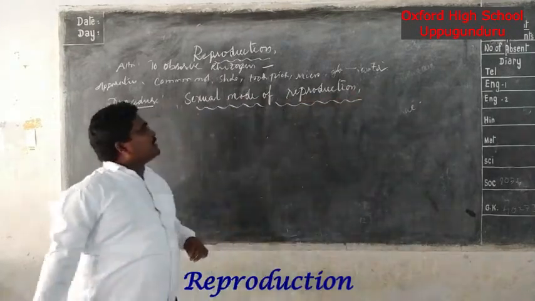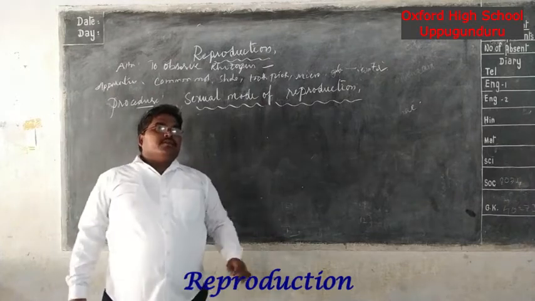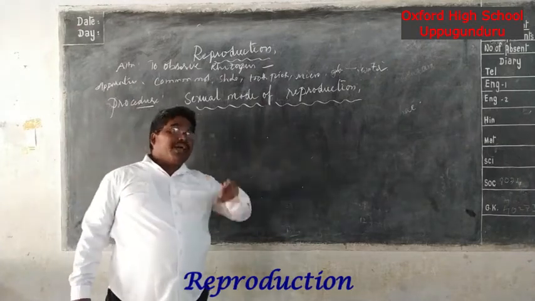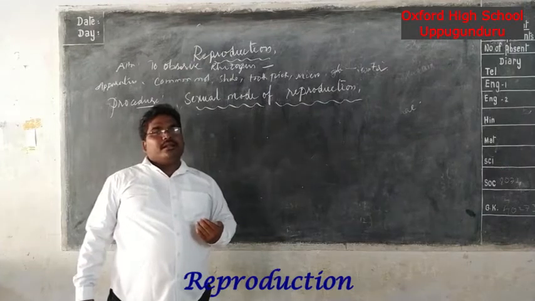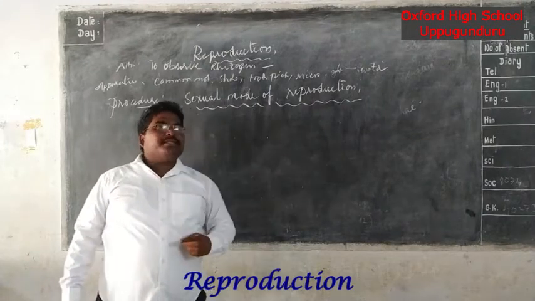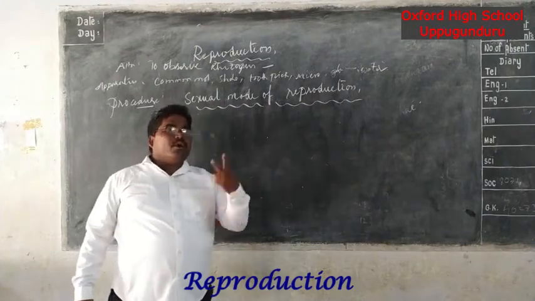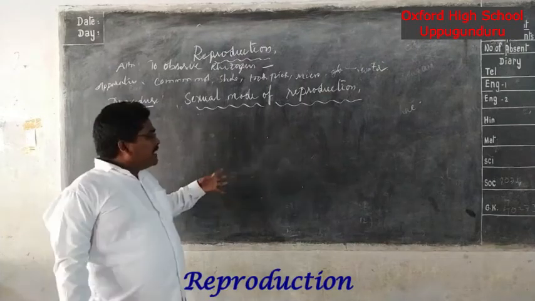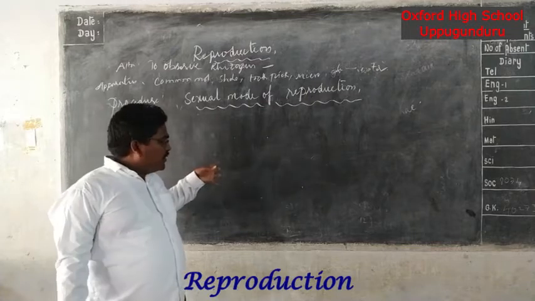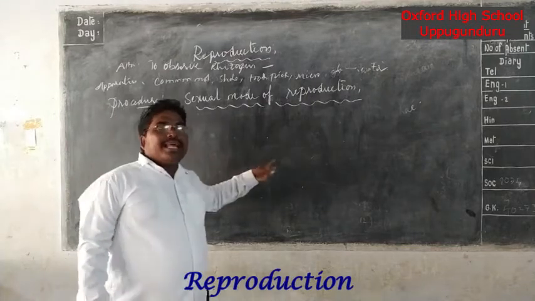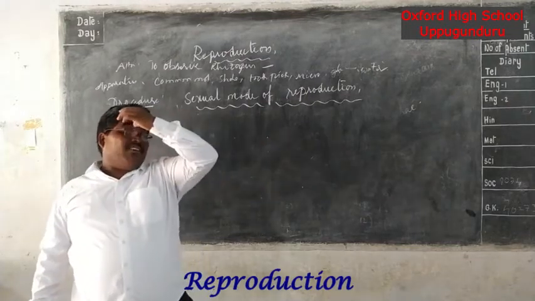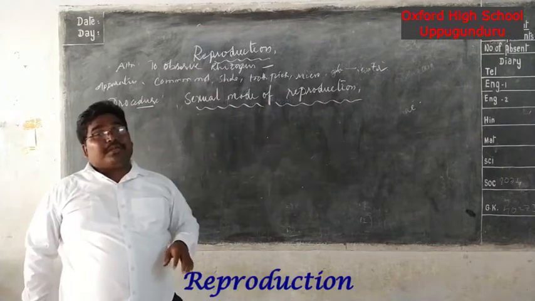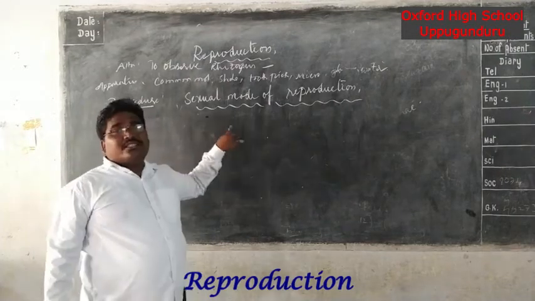Sexual mode of reproduction. Dear students, so far we have been discussing the asexual mode of reproduction, which involves a single organism, no fusion of gametes, and no zygote developed. From the female organism alone, the new baby is developing. It is entirely different from sexual reproduction.